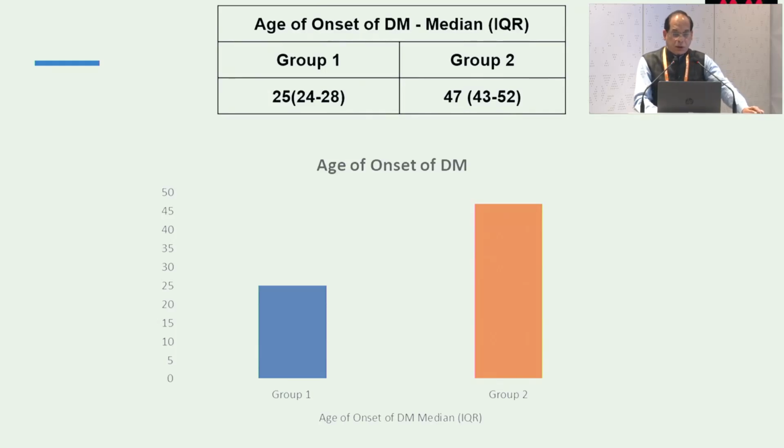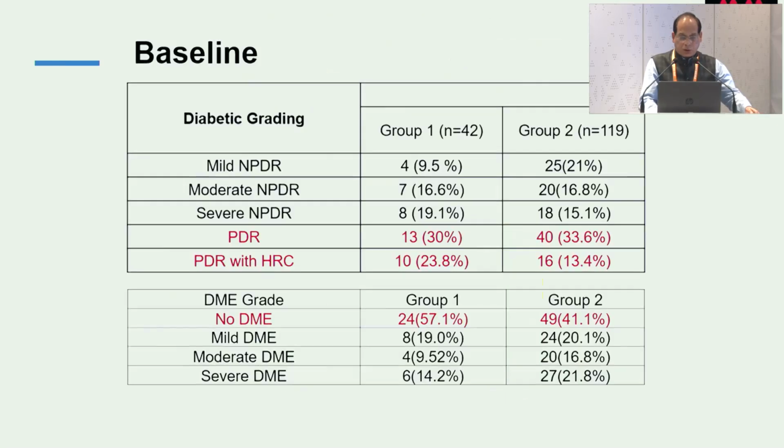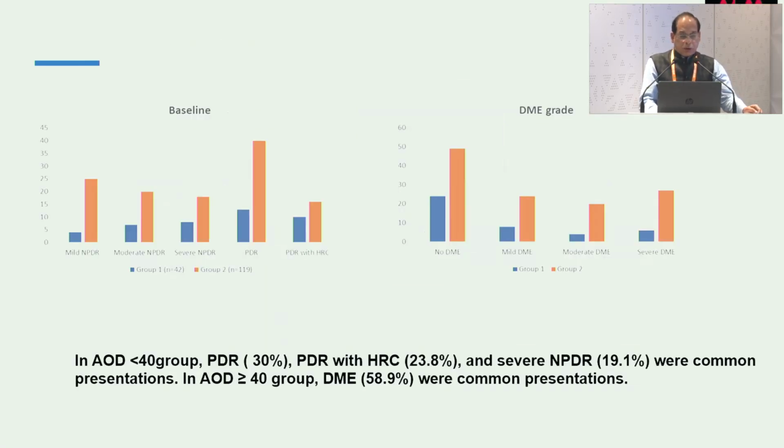Median age of onset was 25 in the younger age group and 47 in group 2. For diabetic grading, almost 53 to 54% of patients in group 1 had PDR and PDR with HRC, while DME was more common in group 2. PDR was 30% and PDR with HRC was 53%; severe disease was more common in the younger age group, while DME was more in the older age group.